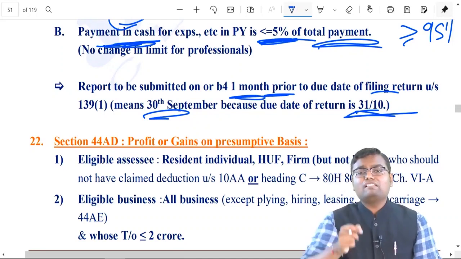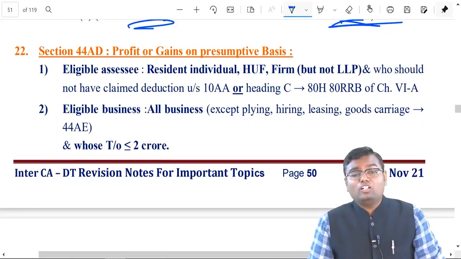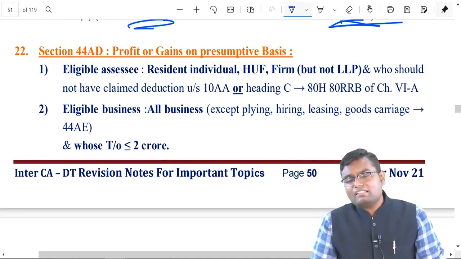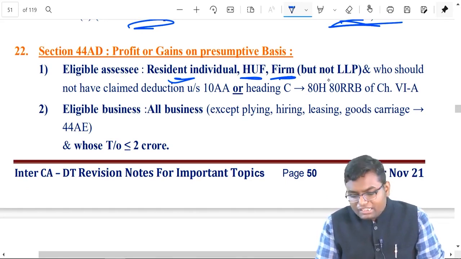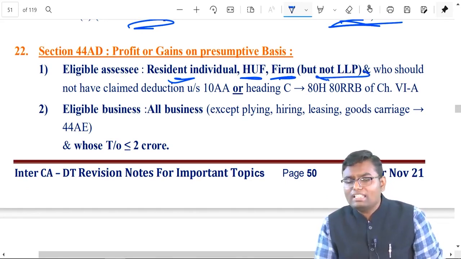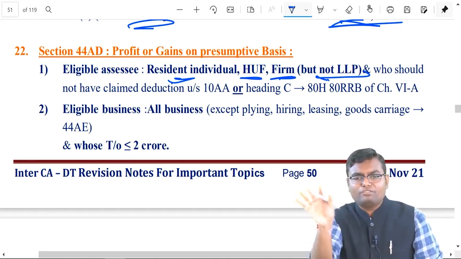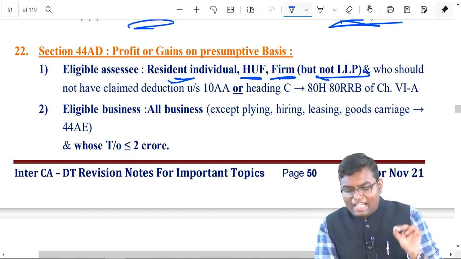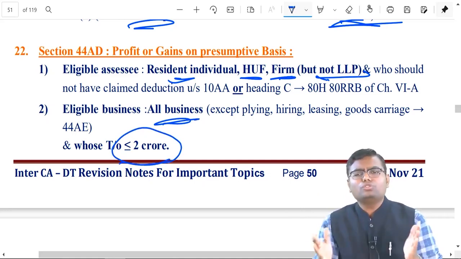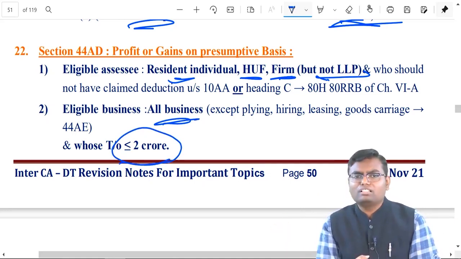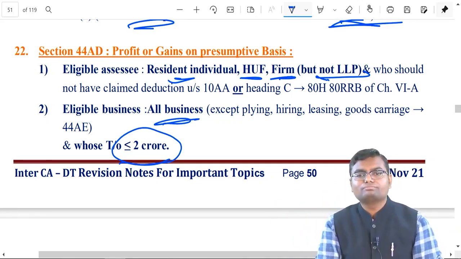Now, let us go to the very first presumptive section, and that is section 44AD. Profit or gain on presumptive basis. Understand, a resident individual, HUF and a firm, meaning LLP is not covered here, company, AOP, BOI, AJP not covered. If you are a resident individual, resident HUF, or resident partnership firm which is not an LLP, carrying on any kind of business, and your turnover is less than or equal to 2 crore, you need not apply the entire provision of the PGBP chapter. You just show the minimum percentage which we are saying on your turnover, and you will get your PGBP income.